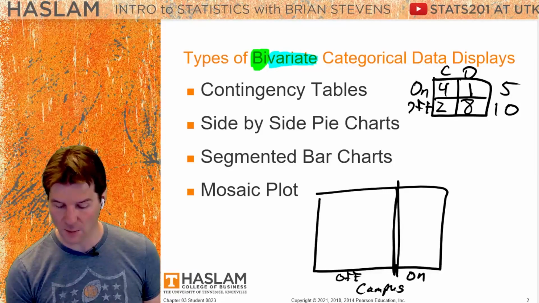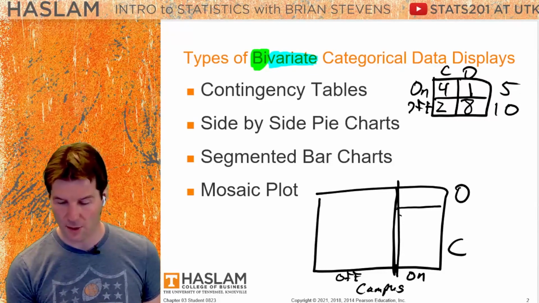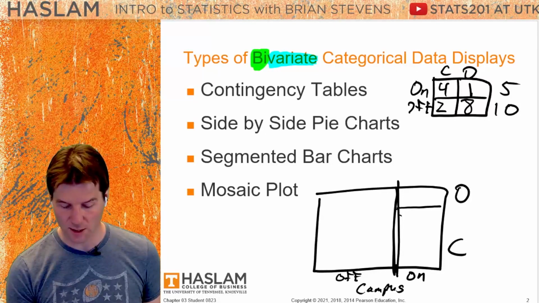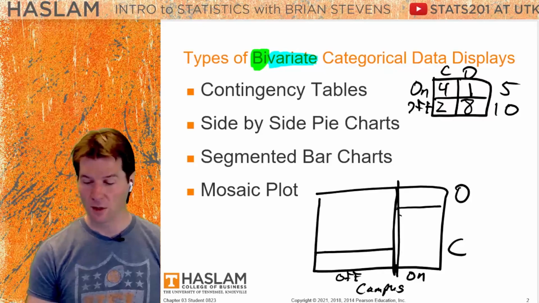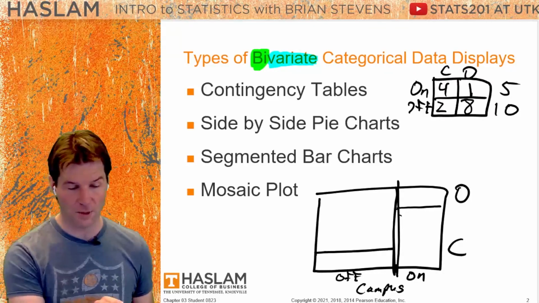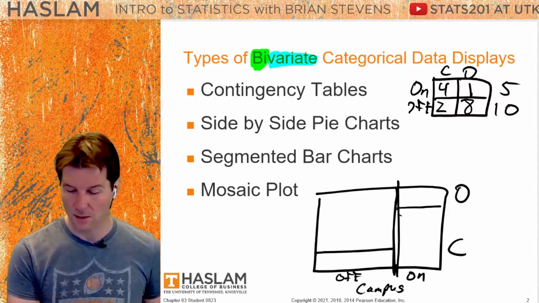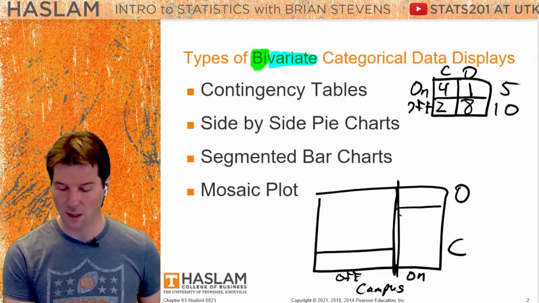Next, we would go within the groups. The on-campus group right here has people owning cats much more than dogs, and we'd go here. This would be cat ownership, and this would be dog ownership. So now the off-campus group has way more dogs, and we'd go down here, and it'd be about the same spot because, if you look at it, about 20% of people own cats on the off-campus, and we'll highlight that so you can see it. On the off-campus, 20% of people own cats, 2 out of 10, versus the on-campus, 4 out of 5.